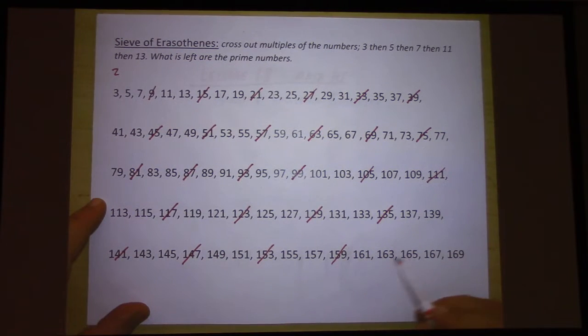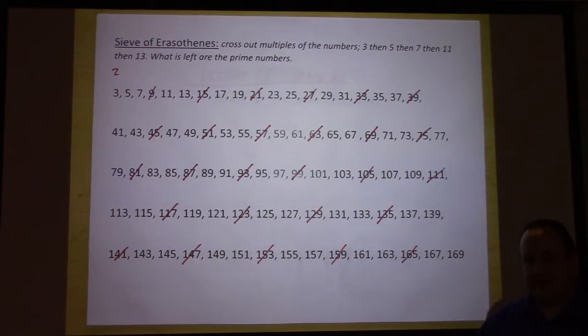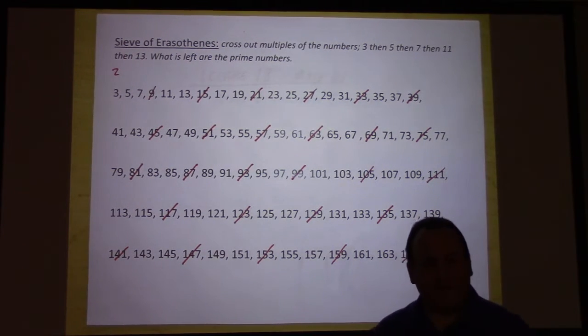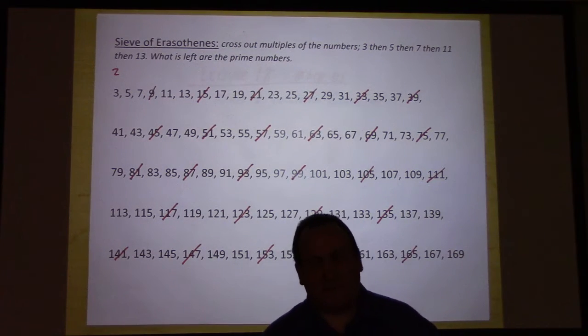162 plus 3 is 165. Okay, there. Those are all the multiples of 3. All right, we've crossed out all multiples of 3. See, none of those could be prime, right? Because they're all multiples of 3, which means they're composite. Yeah?